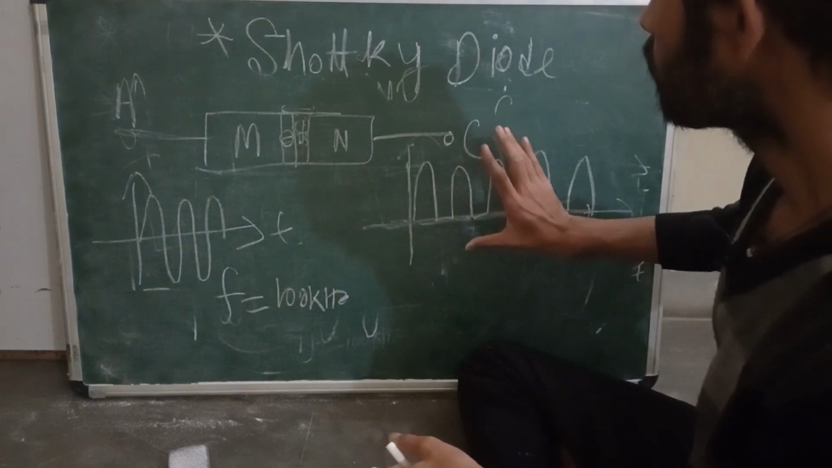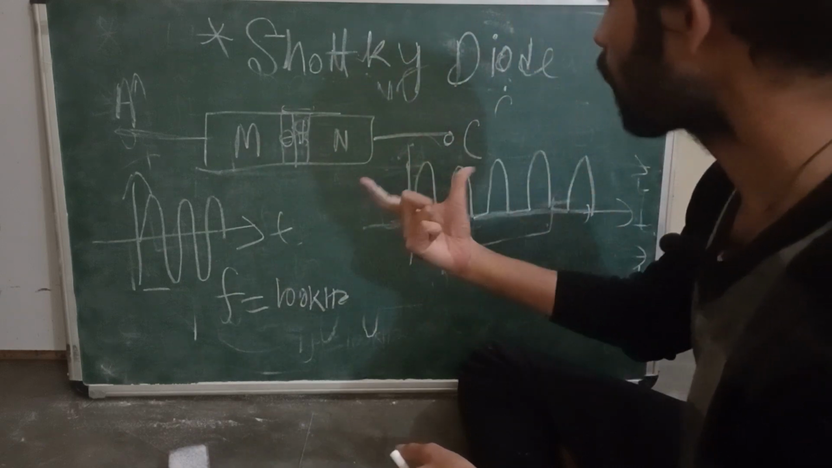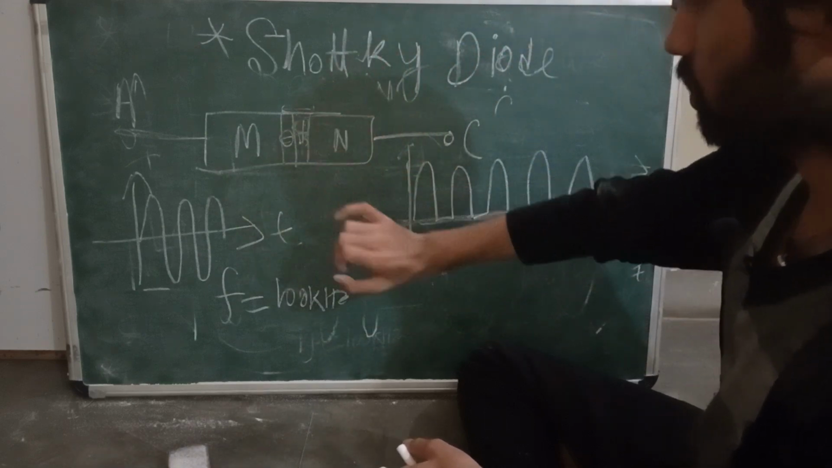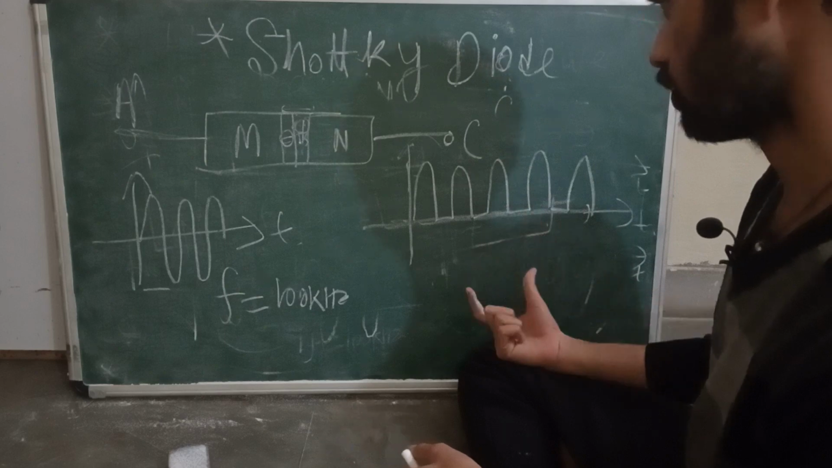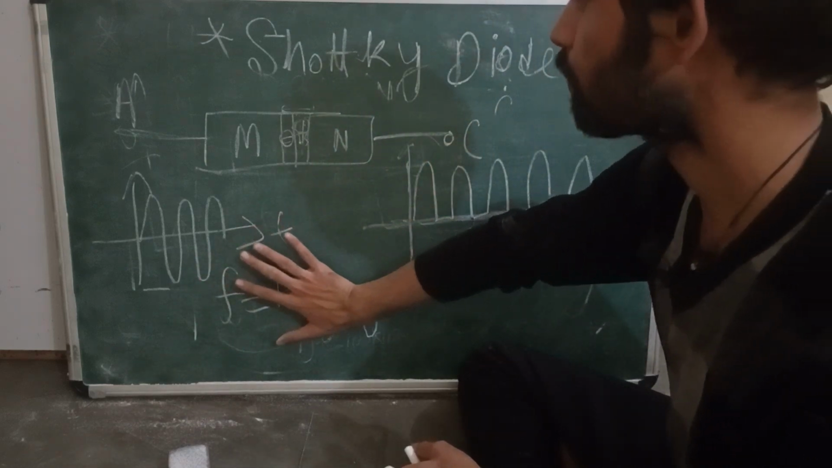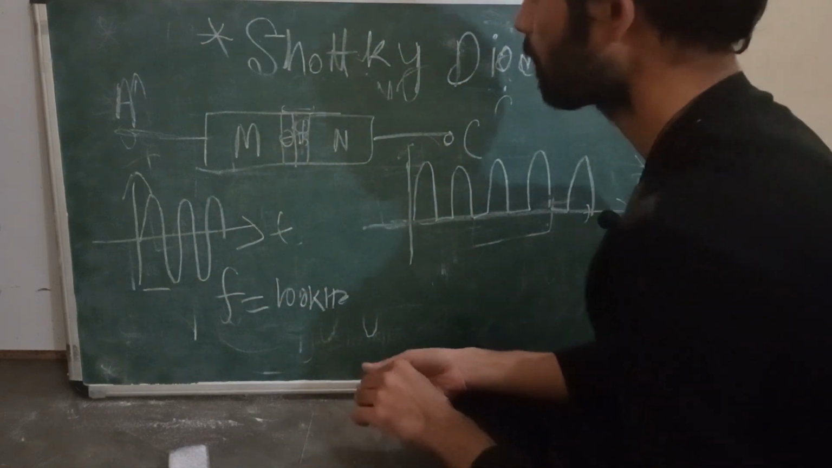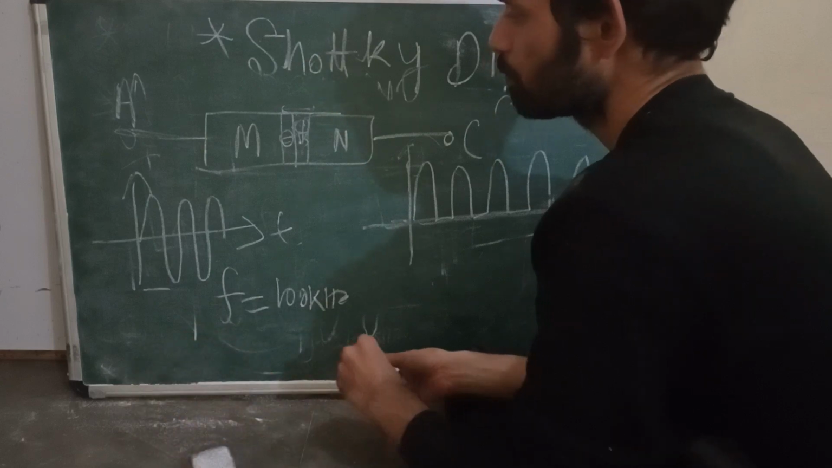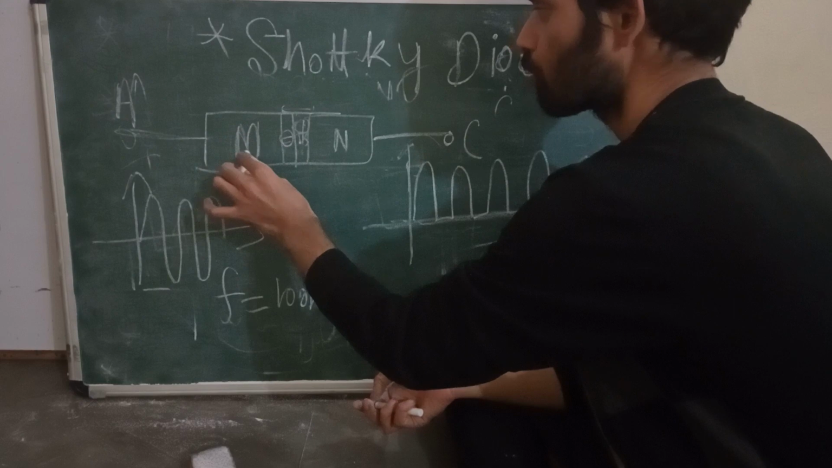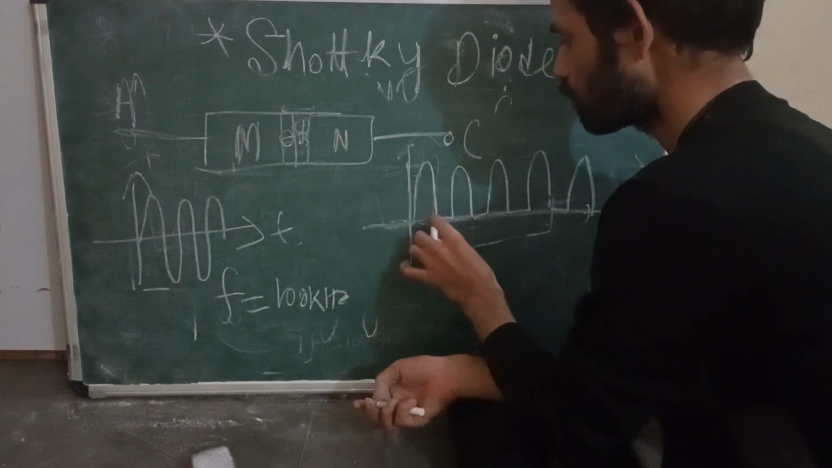So this is the advantage that we are getting in case of the Schottky diode. From here we can say that the Schottky diode is used for high frequency applications, because it is able to rectify this high frequency signal. Why? Because there is no minority charge carrier. During the positive cycle, this Schottky diode will turn on, so then it will conduct.